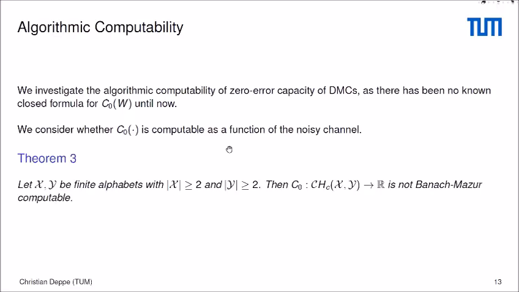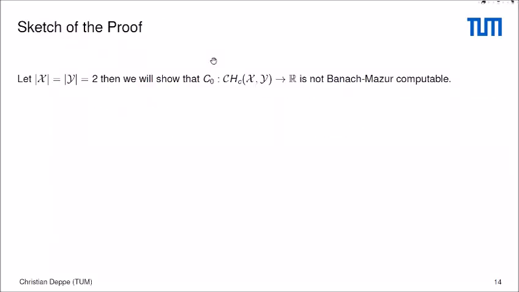The first theorem gives us a negative result: if we have two alphabets X and Y of size greater than or equal to 2, then the function of the zero-error capacity is not Banach-Mazur computable. To show the theorem, we will give an example of a binary channel such that the zero-error capacity is not Banach-Mazur computable.